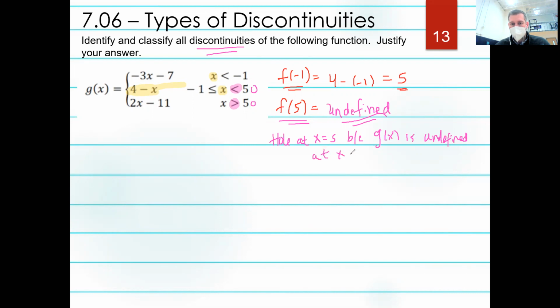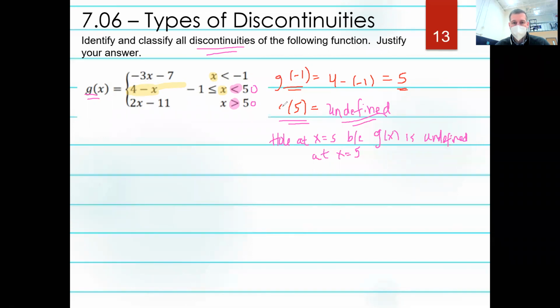At x equals 5. And my typo was over here, I put f of -1 and f of 5, but I should have had g in here because our function is g. Not a big deal as far as just mathematical computations go, but we should be correct.